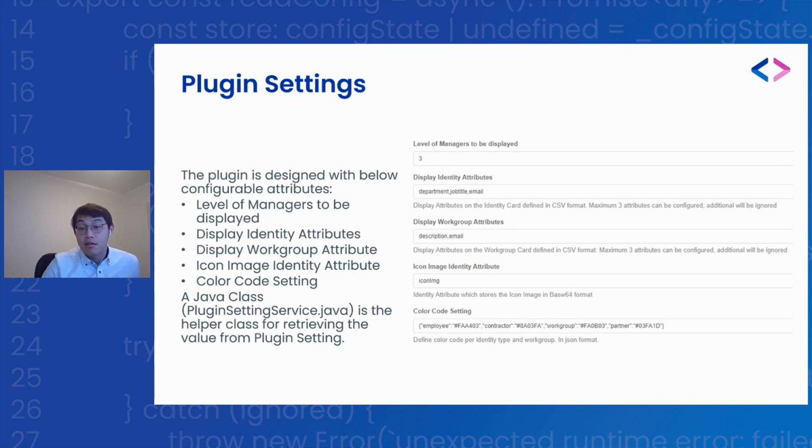And then we can also define the icon image of each identity. The image should be stored in the base64 format in the identity attribute. Also, there's a possibility to define the color code for each type of identity with a string in JSON format. The plugin setting service class is a helper class for retrieving the value from the plugin setting, which we didn't go into details in the previous slides, but you can still reference in the package, which is available on the corresponding developer community post.